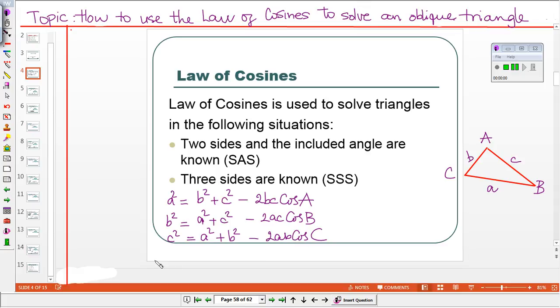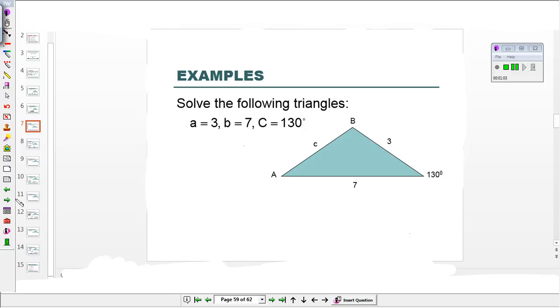So now let's start with the first example. Here we know two sides and one included angle. So this is side-angle-side. You know little a is 3, which is the side A is 3. The side B is 7. And you know the angle C. So this is little a, this is little b. So now you want to find the side C.